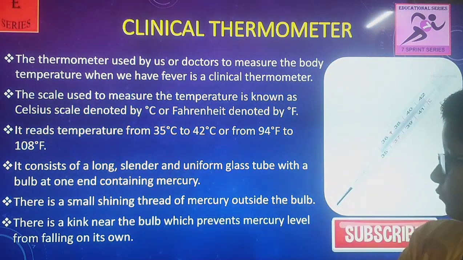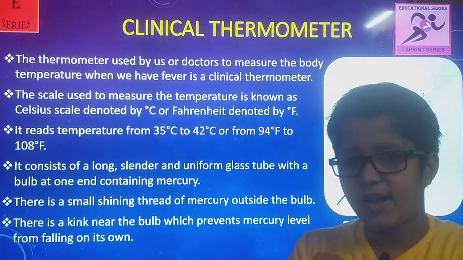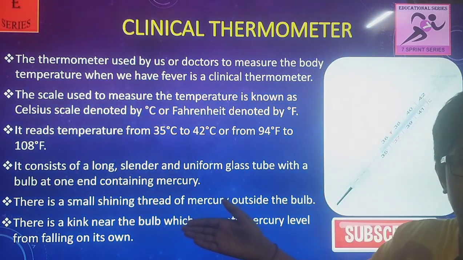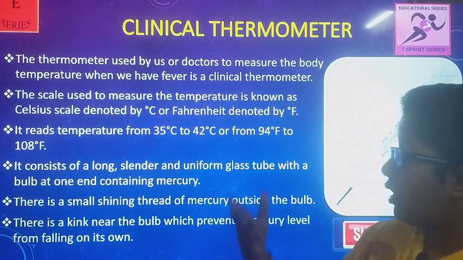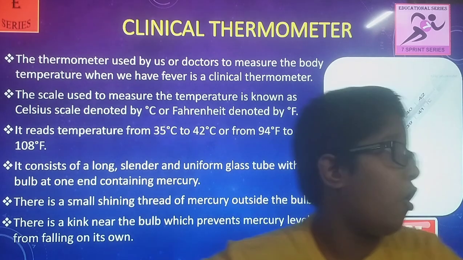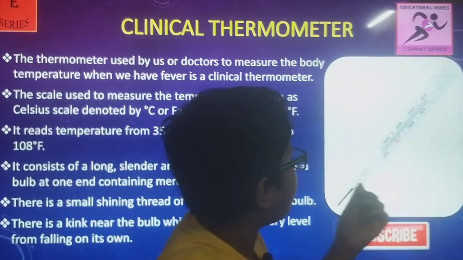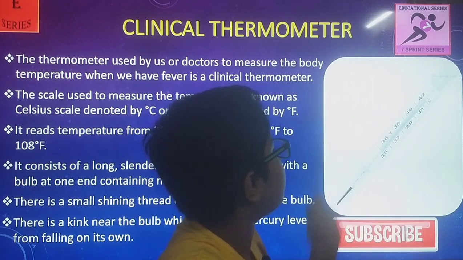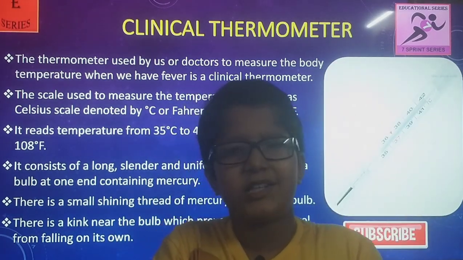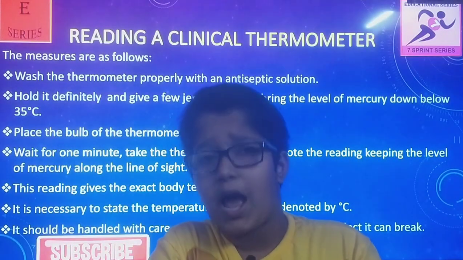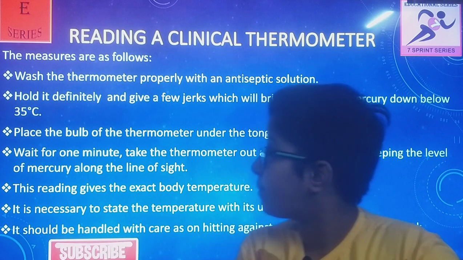So you can say 94 degree Fahrenheit to 108 degree Fahrenheit, or in Celsius value 35 degree Celsius to 42 degree Celsius. So now, as you can see, a long tailed shiny thing where a liquid like shining thread flows when you see your temperature. It's a clinical thermometer. It's mostly used in houses, and it's made only for human temperature checking.